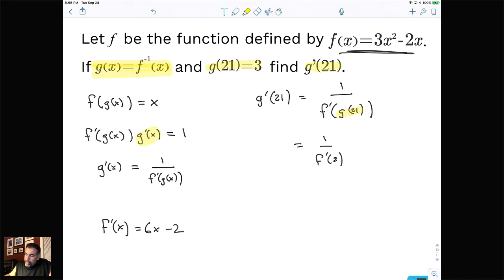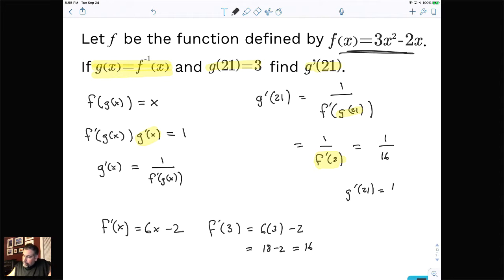And what I hope you'll notice is, to complete our answer, all we need to do is plug 3 into f prime. So using this as a function and writing it as f prime of something, this is 6 times something minus 2. We're plugging in 3 here. This is going to give us 18 minus 2, which is equal to 16. And that tells us that our derivative in this situation is 1 over f prime of 3, which is 1 over 16. So g prime of 21 in this problem is equal to 1 over 16.